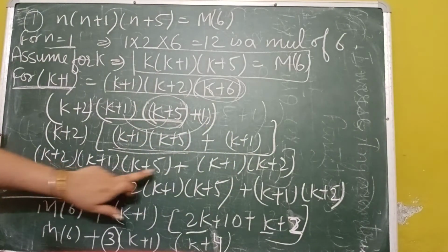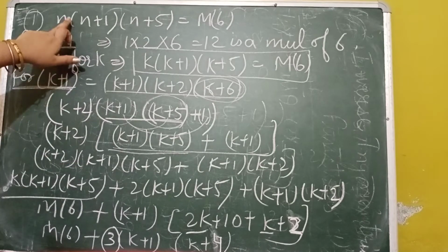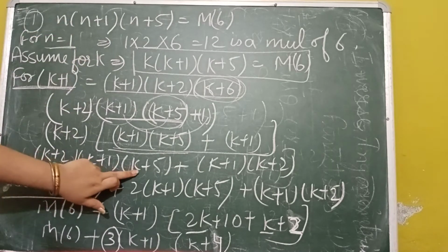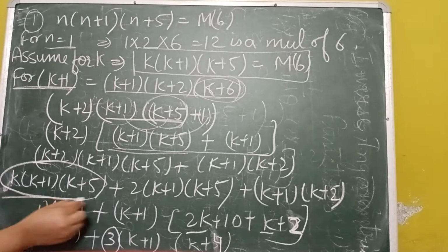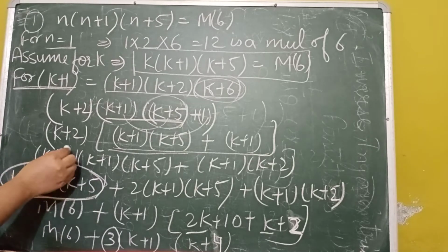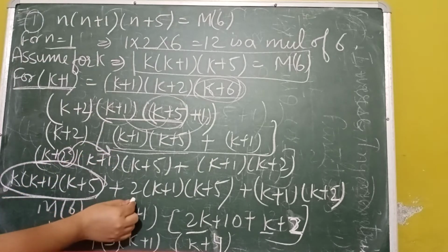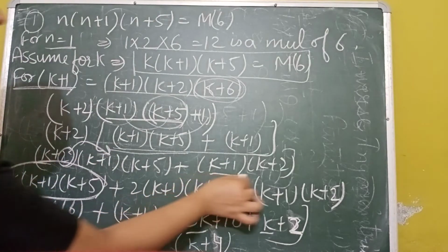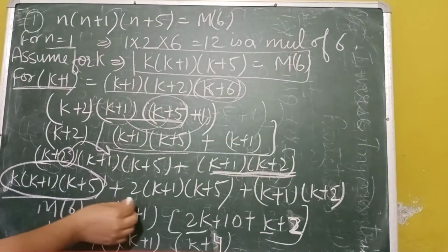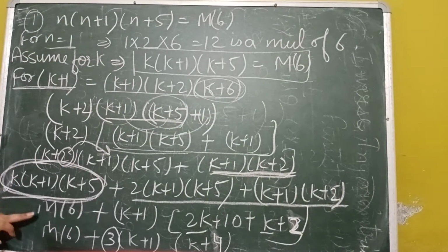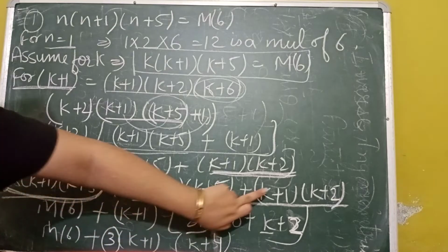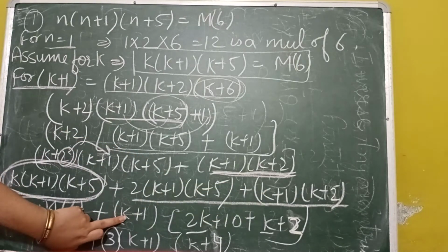Here you can see it is almost the same as k(k+1)(k+5), if I multiply by this k only, so together it is a multiple of 6. Then when this 2 was multiplied in, it's 2 into (k+1)(k+5), and the rest of the terms are left. From the first term we already know it's a multiple of 6, and from these two terms I have taken k plus 1 common outside.